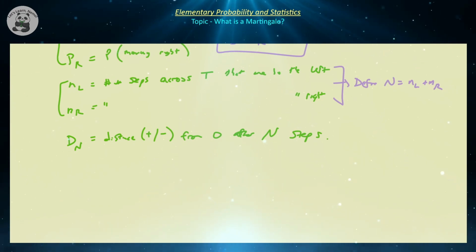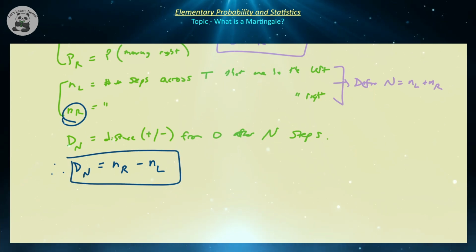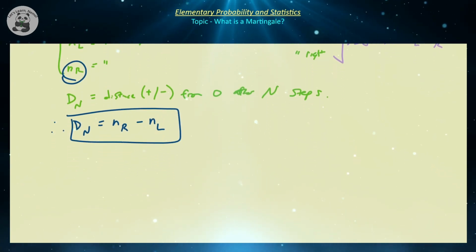Because if you think about it, if dn is positive, that means the number of right steps dominates the left. If dn is negative, that means the number of left steps dominates the right. So you should be able to show via these definitions that dn will actually be equal to nr minus nl. Again, this is the distance after n steps. But also keep in mind that we can represent one of these in terms of the other and the number of steps n that we have.